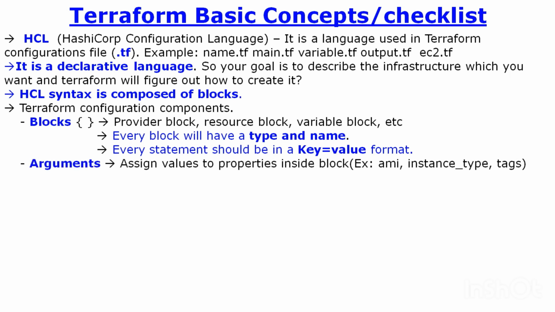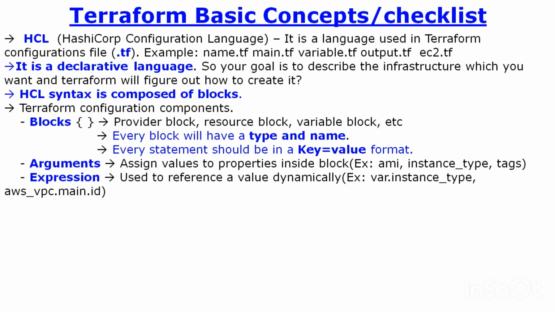Then we will see a couple of arguments we need to be aware of. An argument is nothing but assigning a value to properties inside the block. For example, what AMI we are going to use, what the instance type is, what tags we can give. So we should know that.